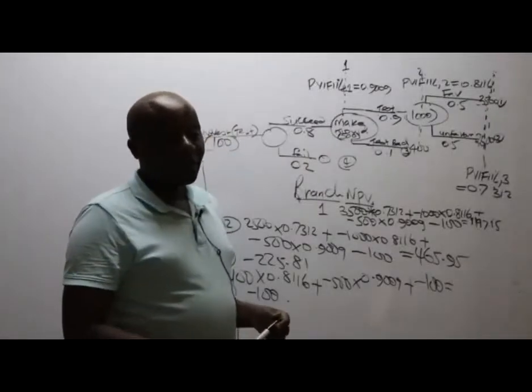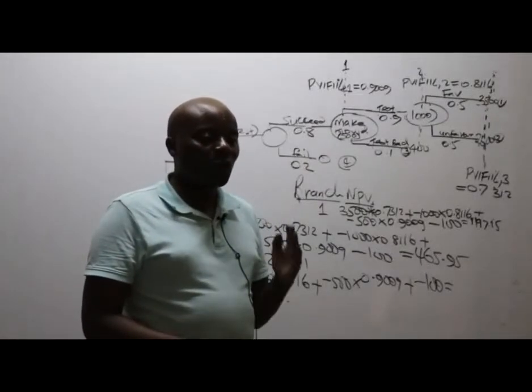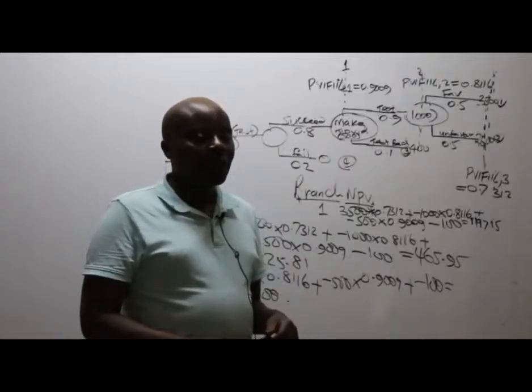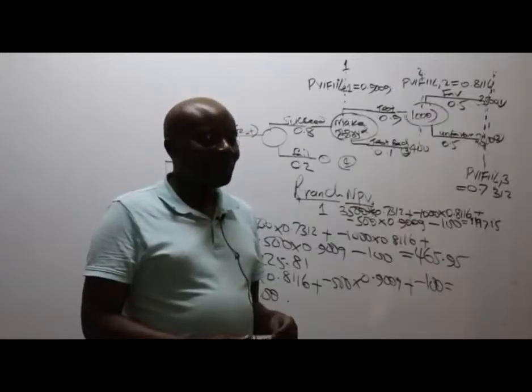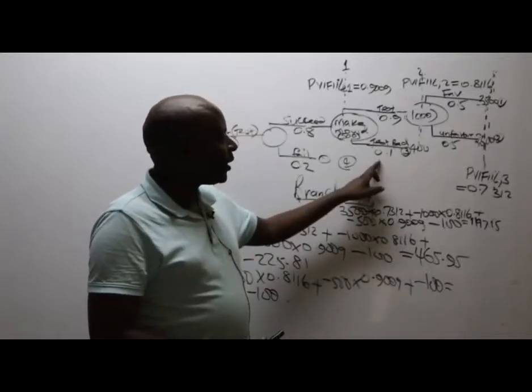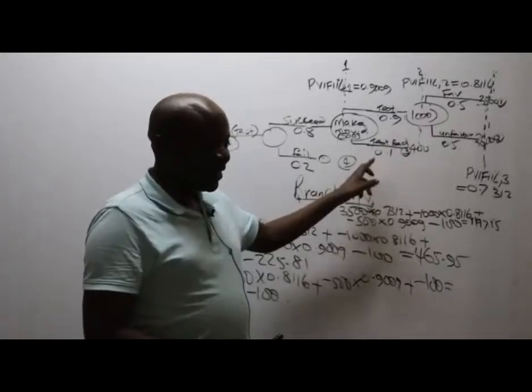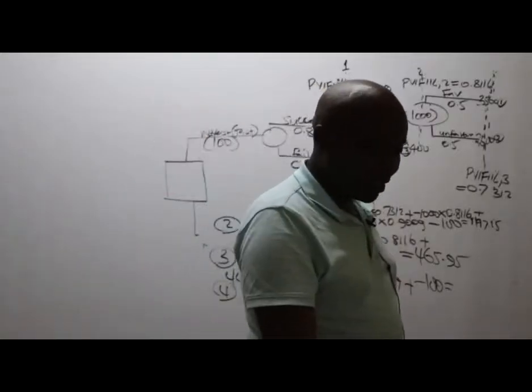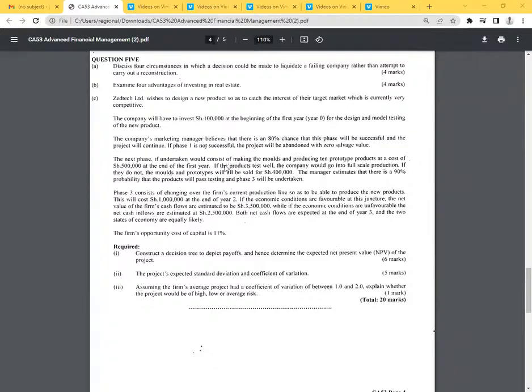Yes, Asiet, you want me to unmute you so that you could ask a question? The floor is yours now. Okay, I got lost somehow from the area of favorable and unfavorable. My question was about how do we reach these tests? There is a test of 0.9 and tests around 0.1. You know, these are given in the question. What they have told us here is, the next phase, if undertaken, would consist of making the molds and producing 10 prototype products at a cost of 500,000 at the end of the first year.